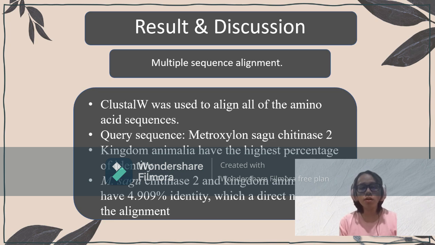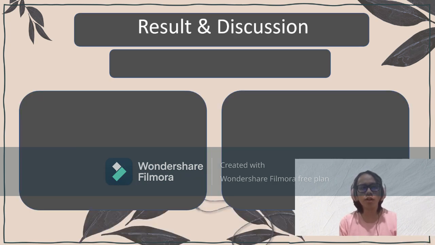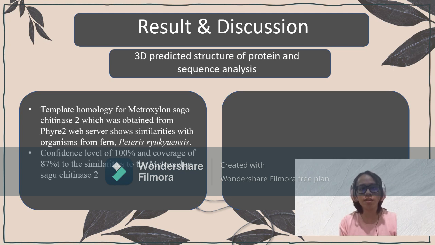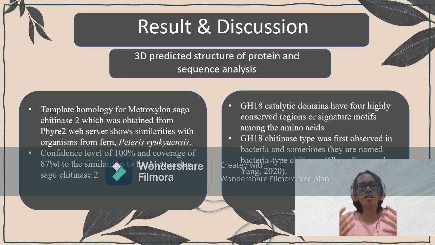Next is based on the result for the 3D predicted structures of protein and sequence analysis. M.sagu chitinase 2, which was obtained from the FIRE2 web server, shows similarities with an organism which is fern. The confidence level is 100% and coverage is at 87% to the M.sagu chitinase 2 amino acid sequence. The GH18 catalytic domains have 4 highly conserved regions or signature motifs amongst the amino acids, and the GH18 chitinase type was first observed in bacteria. Sometimes they are named bacteria type chitinase.